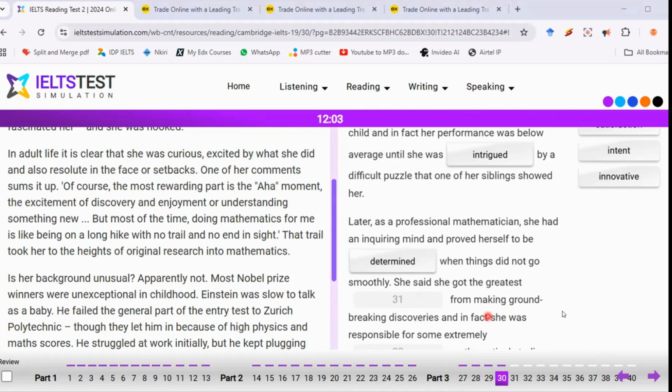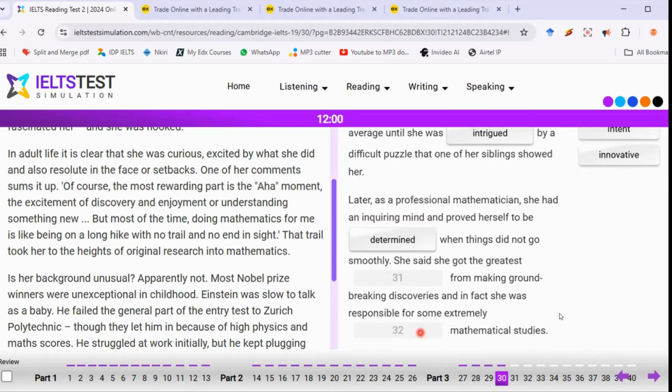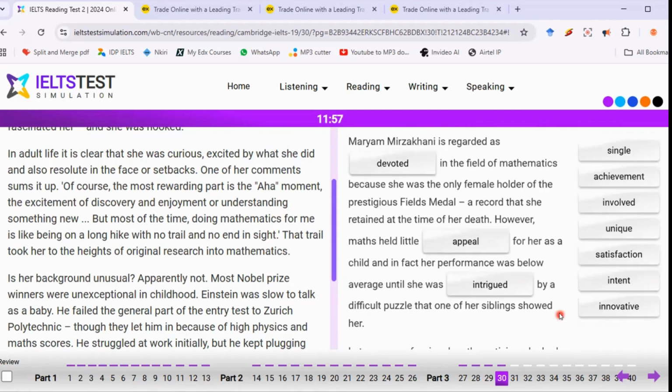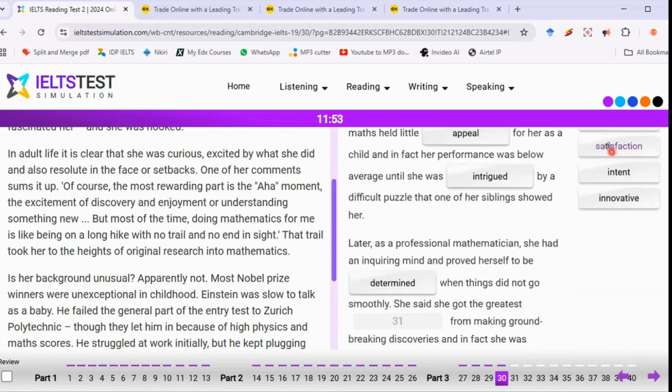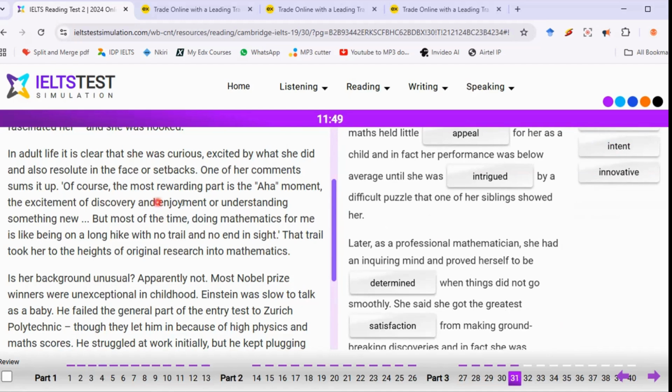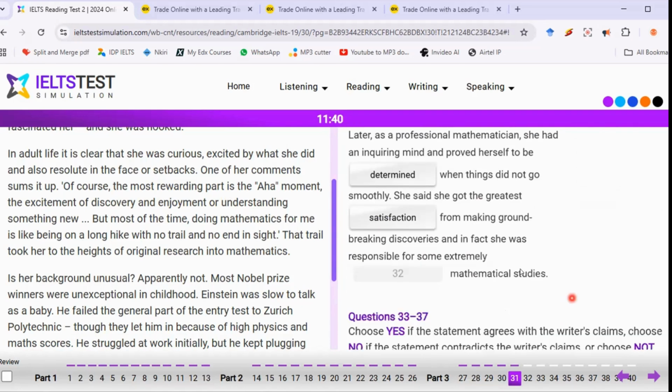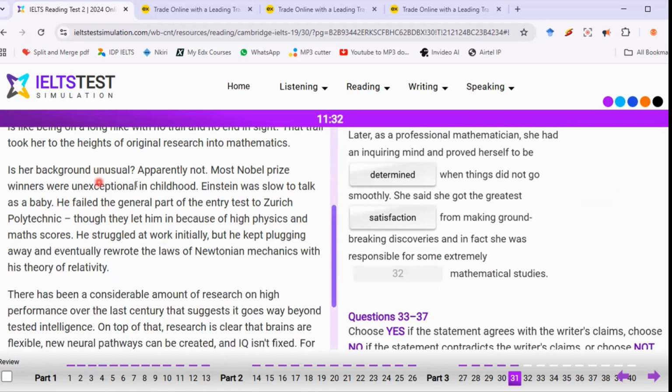And the fact that she was responsible for some extremely dash mathematical studies. Let me see, is there anything like exact? Okay, satisfaction is going to be the word. Our greatest satisfaction. Satisfaction is a paraphrase for enjoyment, excitement of discovery and enjoyment. That's going to be the word for this gap here. She was responsible for some extremely dash mathematical studies. Let me check the next paragraph. Is her background unusual? Apparently not.